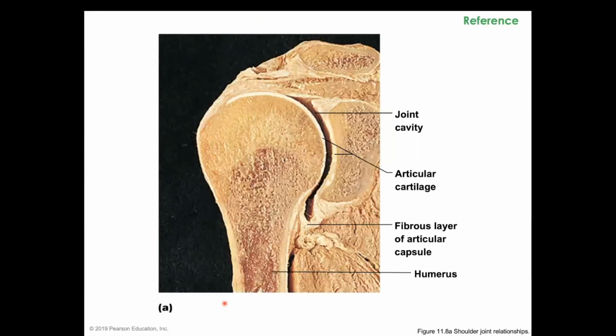Then here is another cadaver image of the shoulder. You can see that joint cavity here in the middle, right between the head of the humerus and that glenoid fossa of the scapula.